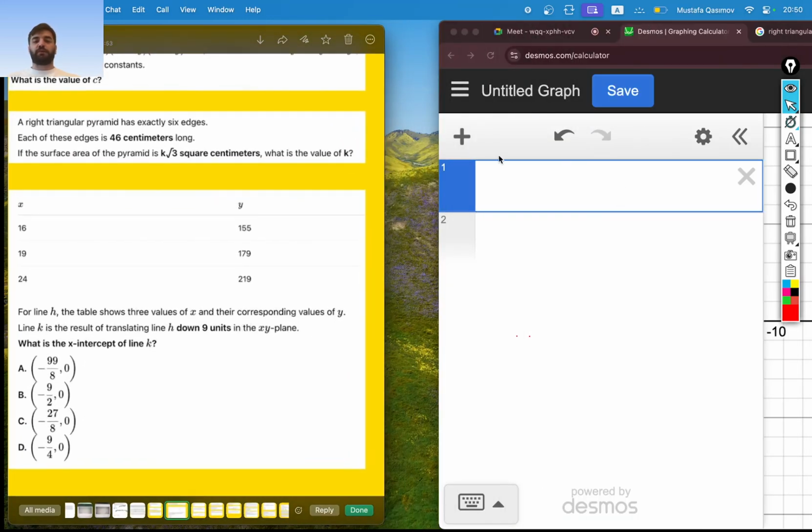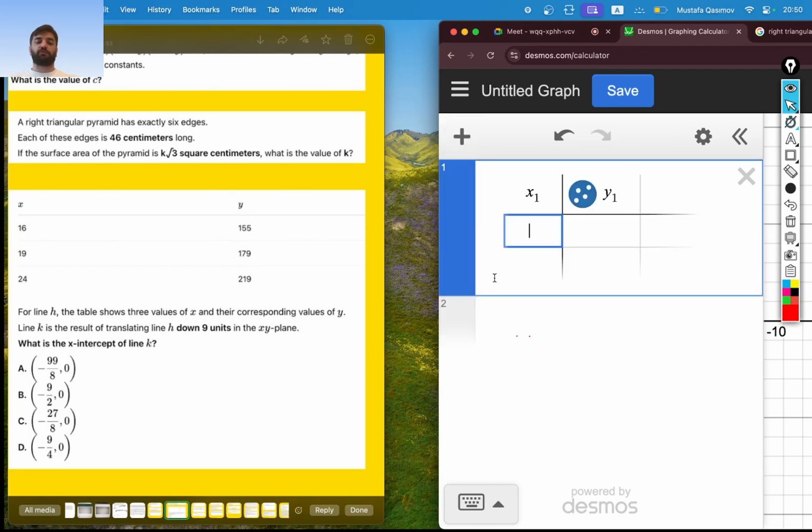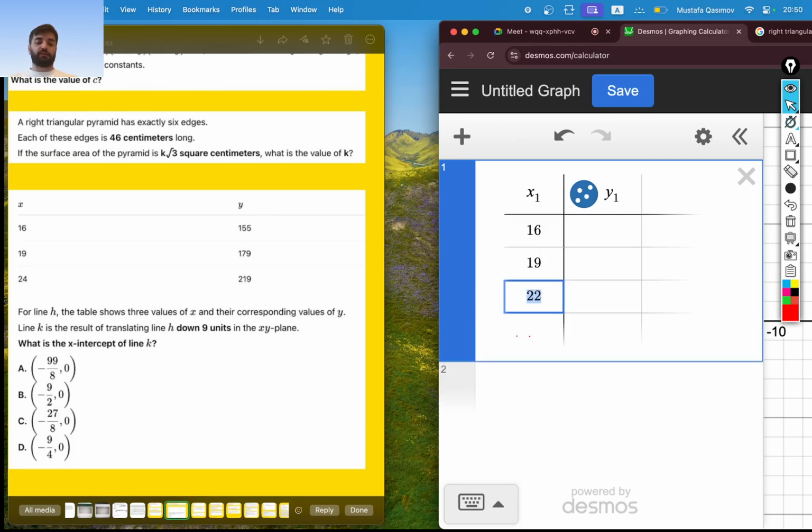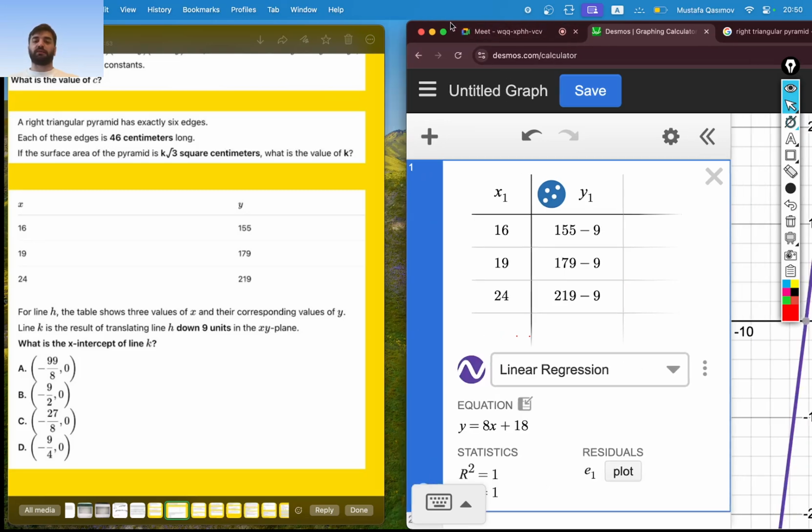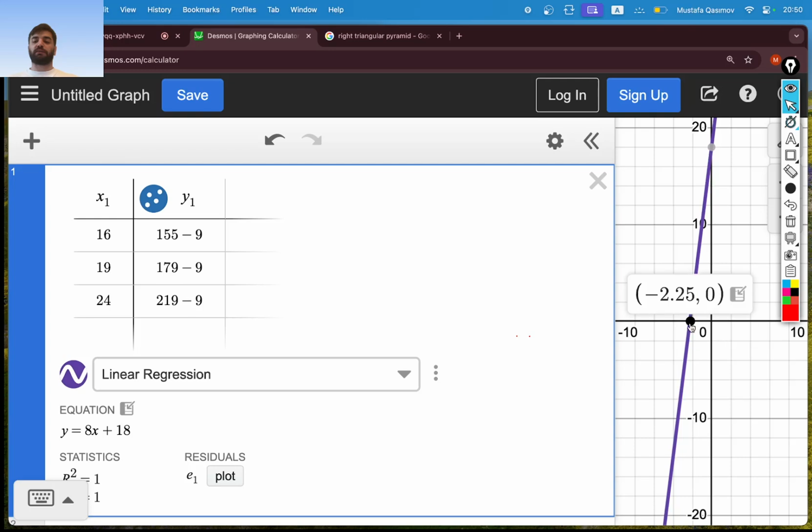This question here is very simple. You have to just use the table here. 16, 19, 24, 155, 179, 219. Then because it says 9 units down, you have to just subtract 9 from its y coordinates like that. Then you have to press this one and you will get its line. So you don't need to do any calculation here.